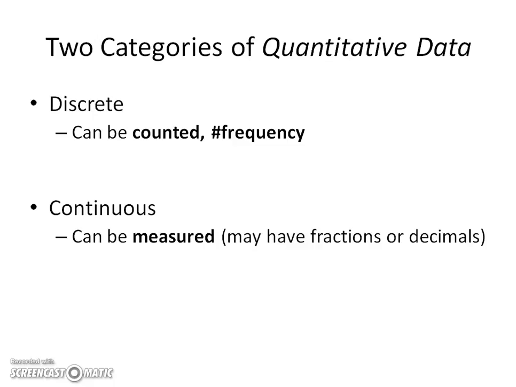There are two categories for quantitative data. The first one is discrete, and the second one is continuous. Okay, so if it's discrete, it's something that can be counted, or a fancy word would be frequency. Okay, so for example, how many CDs do you have at home? Number of CDs, or how many siblings, or how many family members do you have?